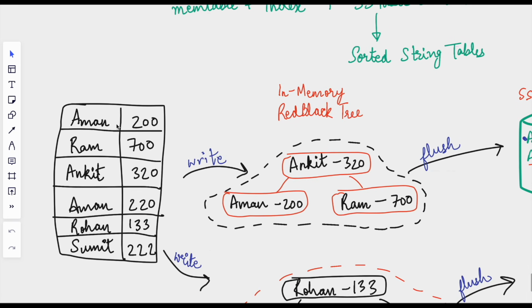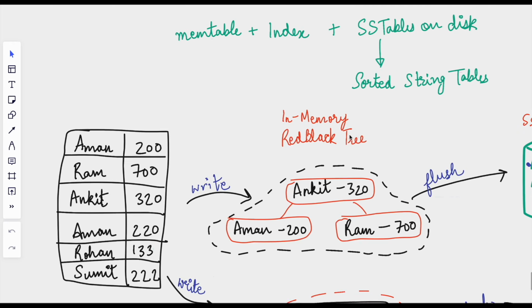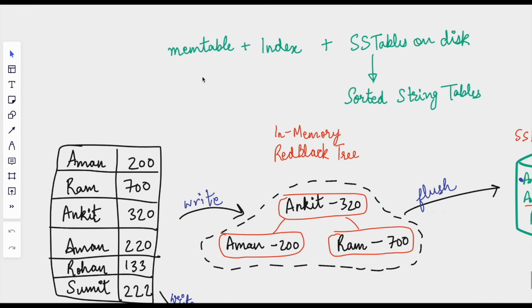Let's say this table represents the write operations that this database needs to handle. For every write that comes our way, we are going to insert it into an in-memory red black tree, which gives us the sortedness. It will be sorted on the keys, and this is a self-balancing tree, so the height will always be log n. This is nothing but the memtable portion that we are talking about.